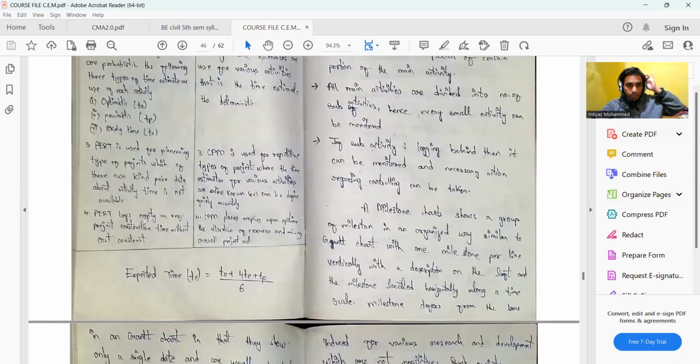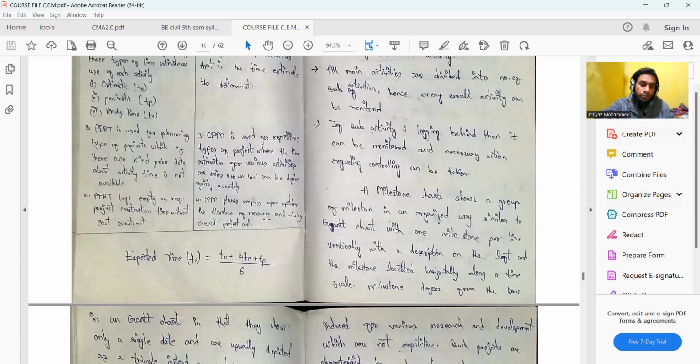Now, PERT lays emphasis on project construction time without cost constraint. This is about PERT. But whereas in CPM there is an emphasis on both time and cost: optimum usage of the resources and minimization of overall project cost.